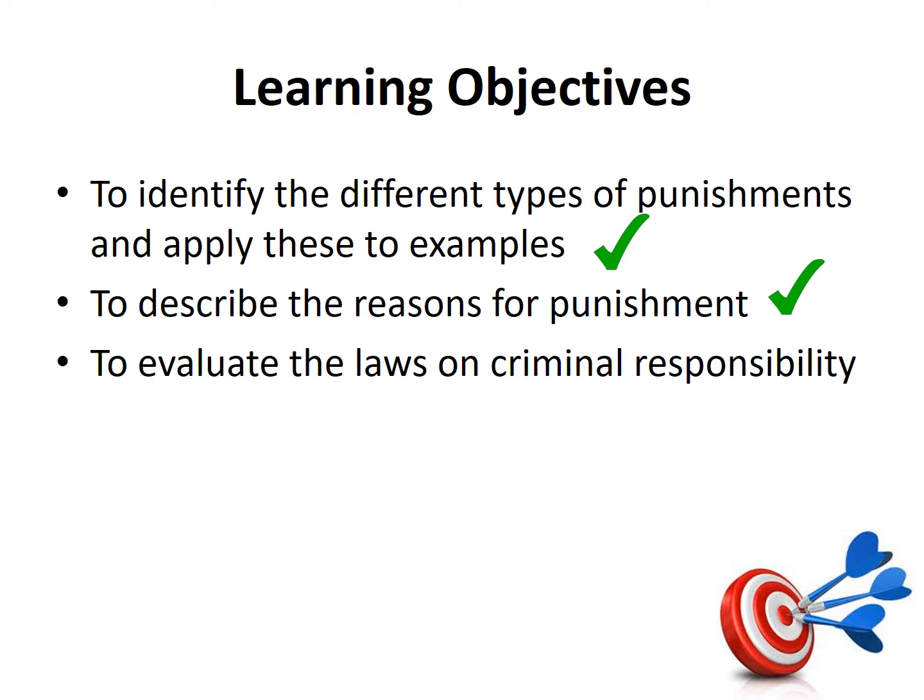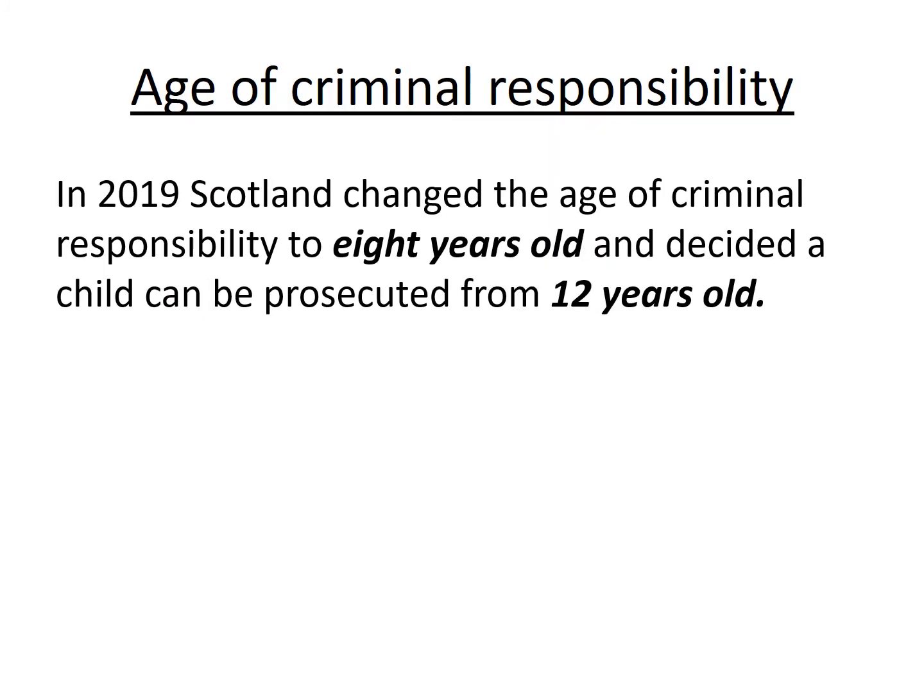So ultimately, at what age are you responsible for a crime? Now, the age of criminal responsibility. Just recently in Scotland in 2019, Scotland changed the age of criminal responsibility to 8 years old. So from the age of 8, you can be criminally responsible for committing a crime. And it was decided that a child can be prosecuted from the age of 12.